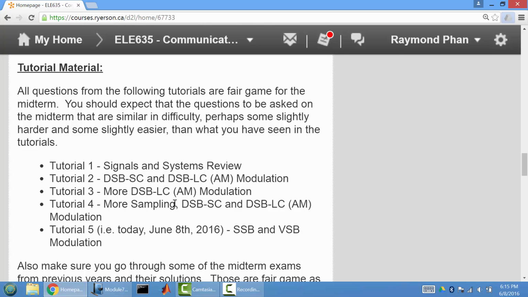Okay, so you're responsible for the first 4 tutorials. So there's signals and systems review, and then there is AM and double sideband suppressed carrier. There's more AM, and then we'll talk about single sideband and vestigial sideband, which we'll cover today. So all the tutorial questions up until and including today is all fair game for the midterm.